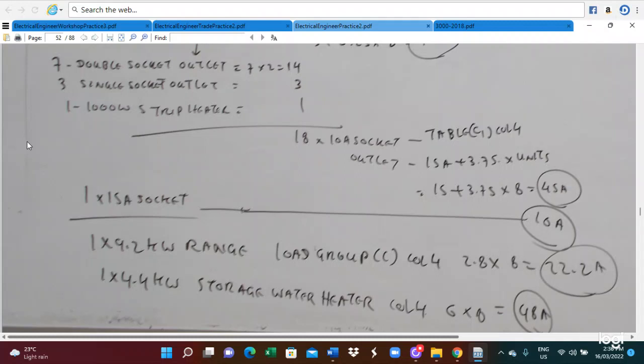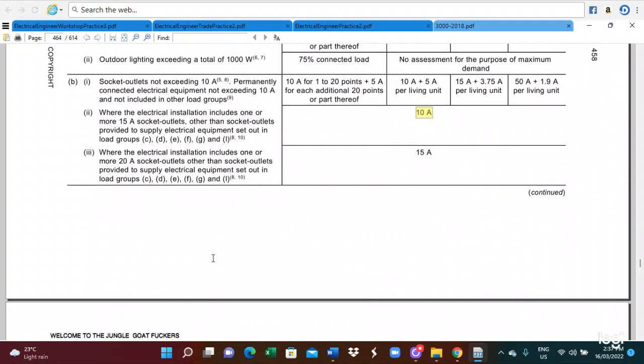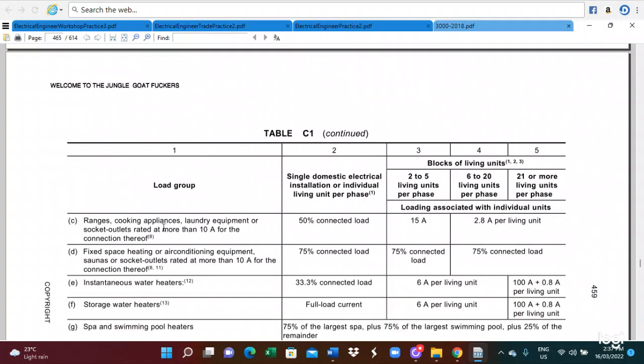So the load group is C, column 4. We see the electric range here; electric range, load group C. The range could be applied to allow equipment or socket outlets rated more than 10 ampere per phase. In this case, for 2 to 5 living units, 15 ampere. For 6 to 20 or 21 or more, 2.8 ampere per living unit. In this case, every phase has 8 living units, so we multiply 2.8 by 8.